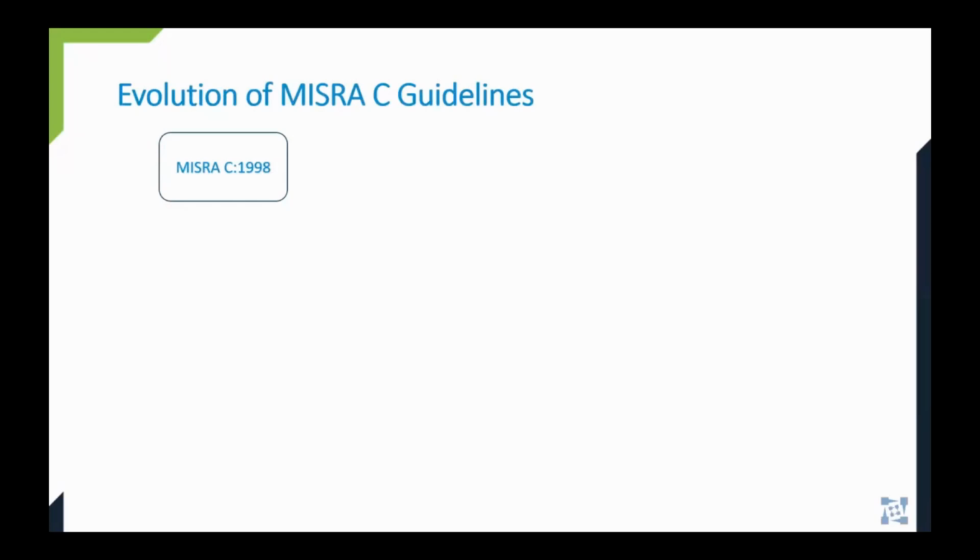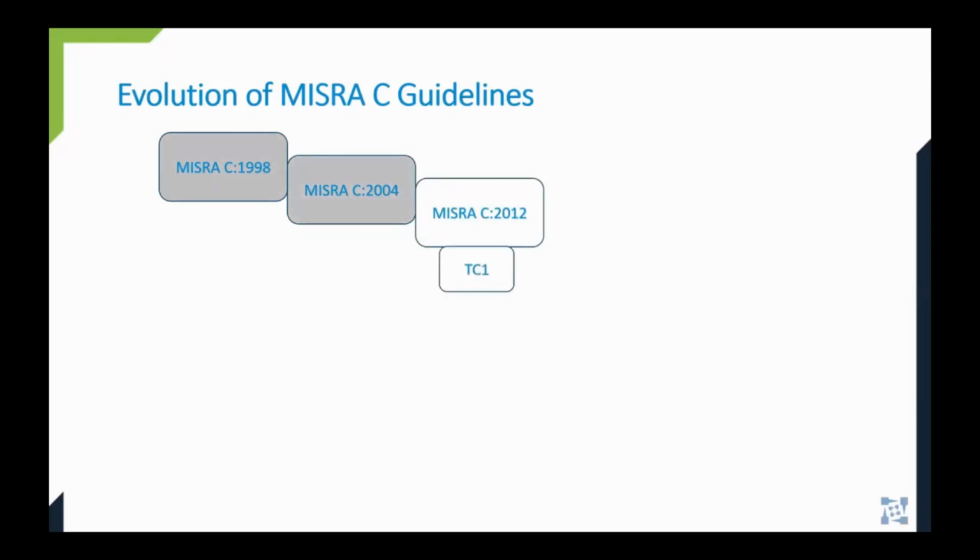Let's start with a quick history of the MISRA C guidelines. The first edition was published back in 1998, so 27 years ago. Based on the feedback and following the evolution of the C language itself, new editions of the MISRA C guidelines were published in 2004 and 2012. The latter was augmented with technical corrigendum and amendment, followed by the publication of the consolidated MISRA C 2012 revision 1 document in 2019.